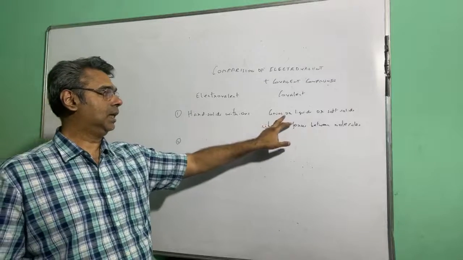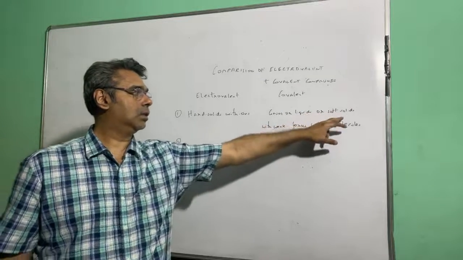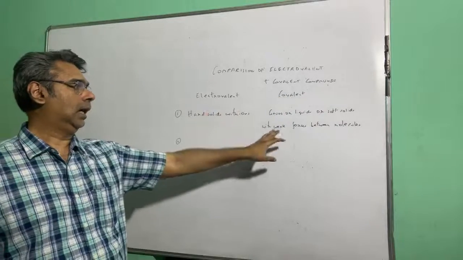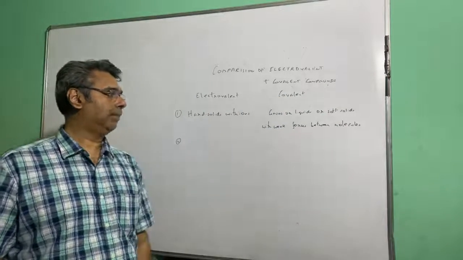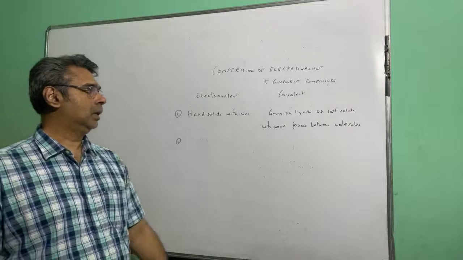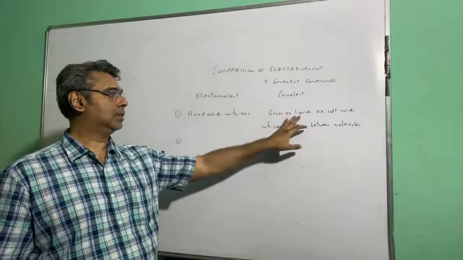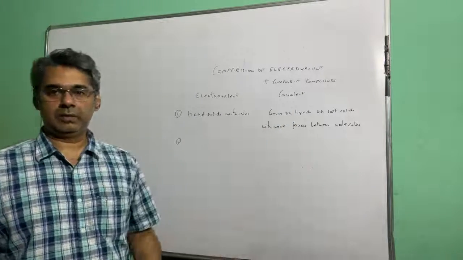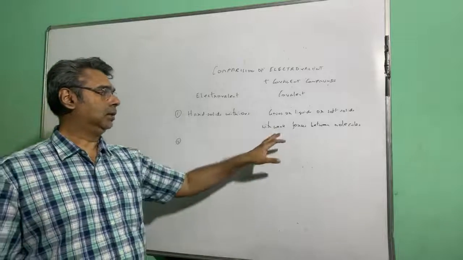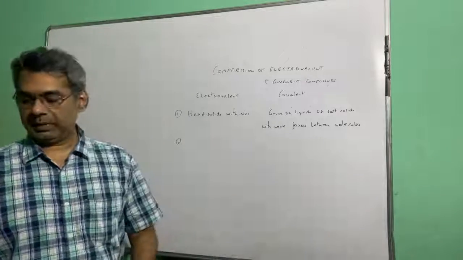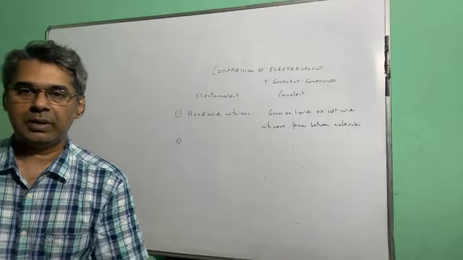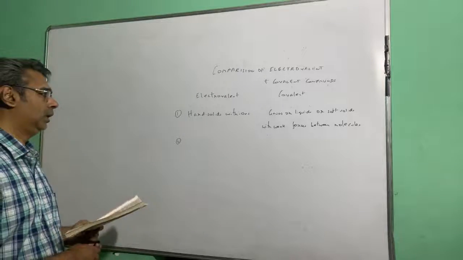Covalent compounds are either gases or liquids or soft solids, and they have weak forces between the molecules. So covalent compounds will either be gases or liquids, or they will be soft solids, and those will have very weak forces between the molecules because those molecules don't have any positive or negative charge.